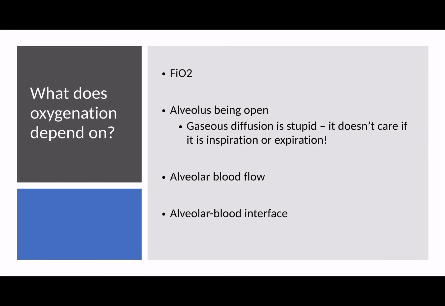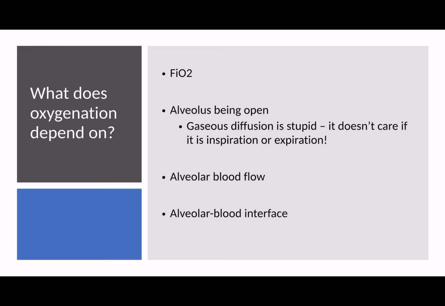Now this is a really important slide because this actually gives you all the things that you can do to improve oxygenation. The only things that you can do is increase the fractional inspired concentration of oxygen, which is something you would do intuitively by putting a gas mask on, say for example a 15-litre non-rebreathe mask. Making sure the alveoli are open all the time.